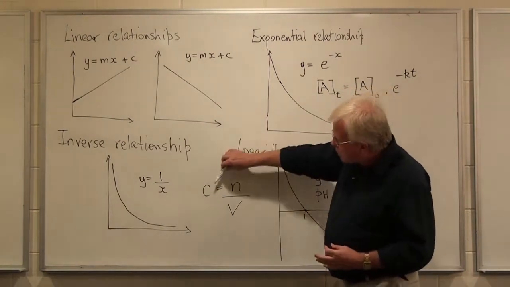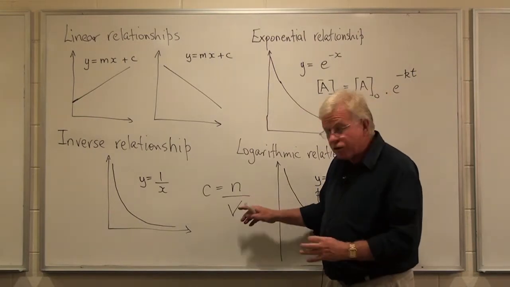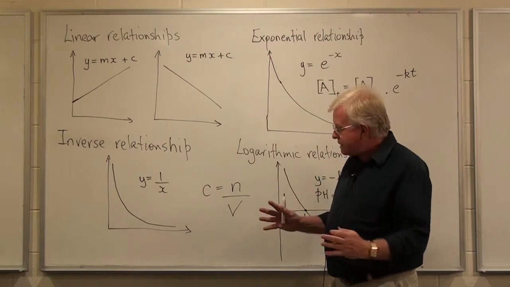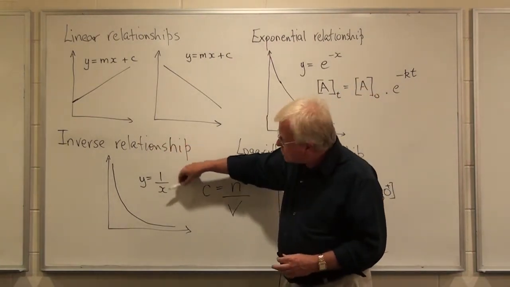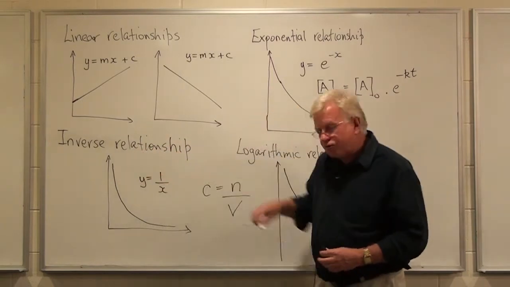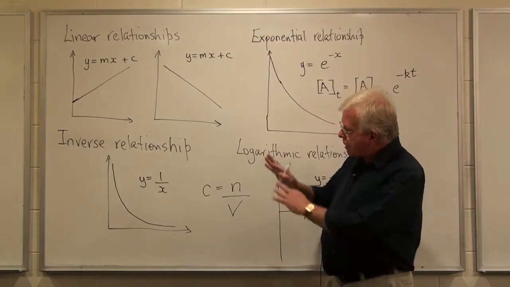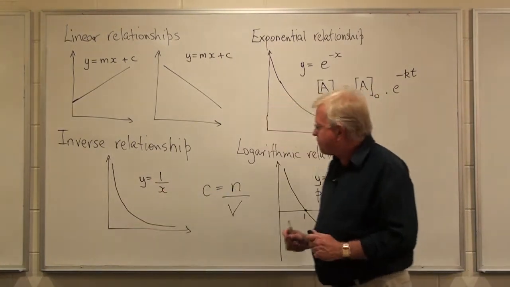Now, the relationship between concentration and volume, though, is an inverse relationship. If you increase the volume of a solution, keeping N constant, the concentration decreases. And so this is the y equals 1 over x relationship. It's an inverse relationship. So these are graphs that you really need to be familiar with, and whenever you see that equation, imagine the graph.